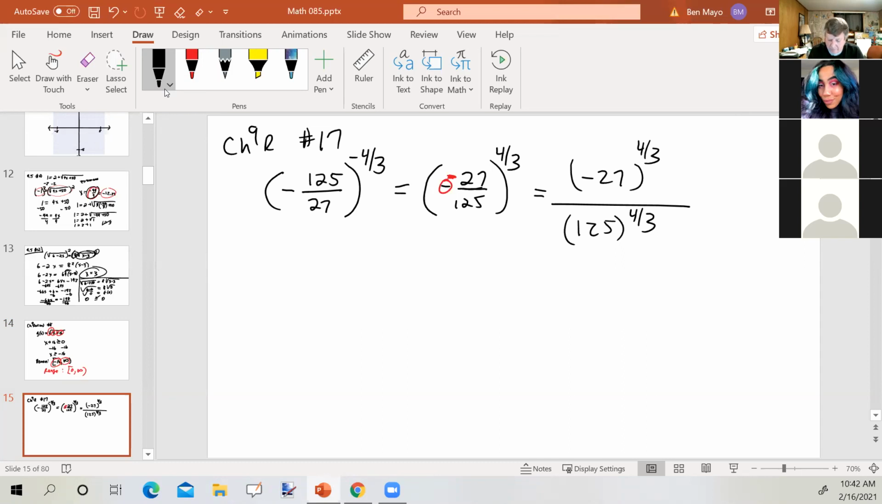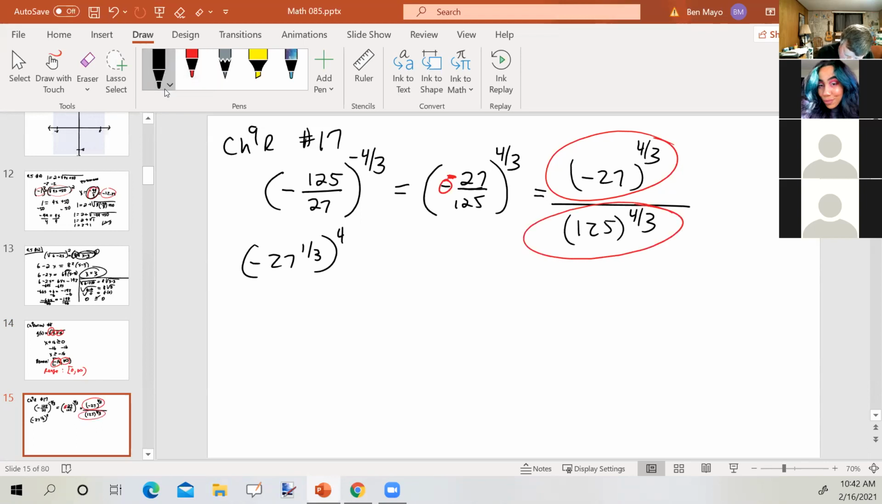Yeah. All right. Next, I'm going to rewrite this, and I'm going to do the root first and then the power. Are you okay with where I got the 1/3? So 4/3 is 1/3 times 4. Yeah, I see what you did there.